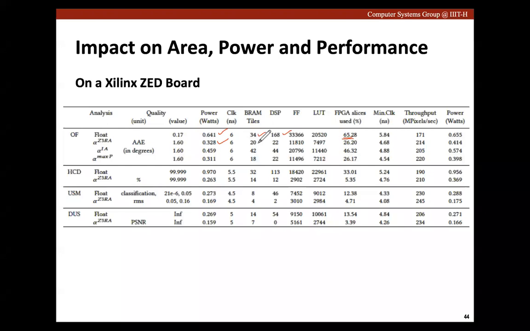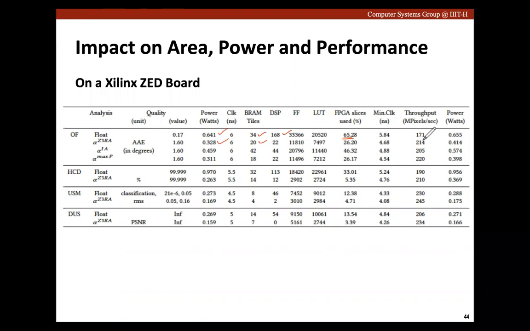And the BRAM tiles, we are using close to 50% fewer BRAM tiles. And the number of DSPs required reduced from 168 to 22, and flip-flops reduced substantially. LUT usage also reduced more than 50%. And the same is the case with FPGA slices and the throughput. At the same time, we are able to increase the throughput because we are able to save on the latencies, etc. And we will be able to run the whole design at a higher clock frequency also.